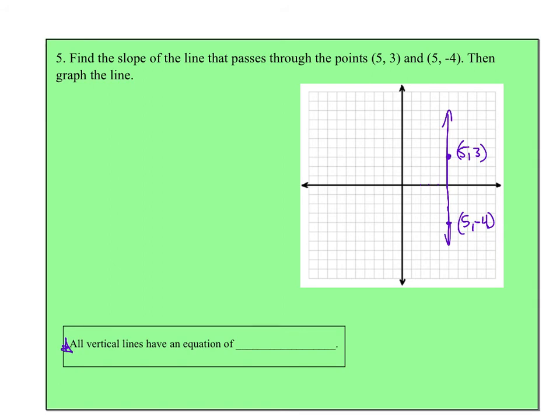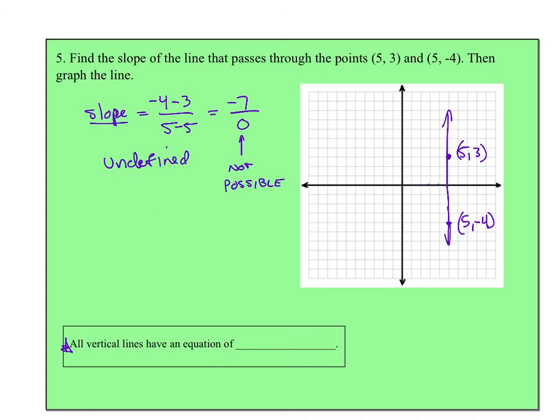Okay, so we run into a host of problems here. Let's start with just finding slope. Okay, so you go negative 4 minus 3 over 5 minus 5. And if you'll recall, we can't have that. Okay, we can't divide by 0. Okay, so remember we call that undefined. Okay, that's the first of our problems.